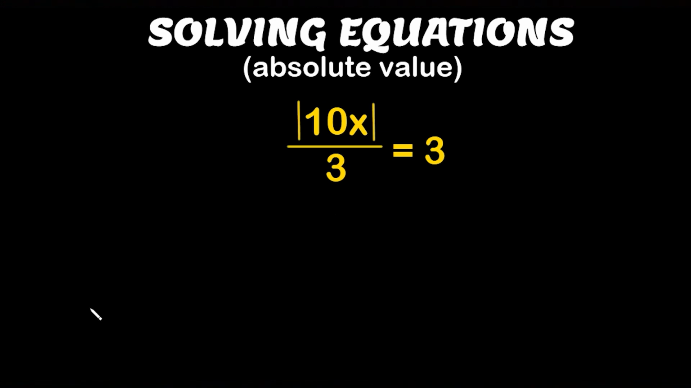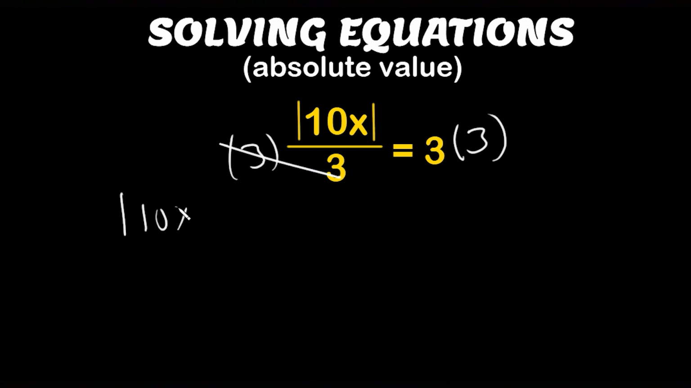So here's our next example, and ask yourself, is the absolute value isolated? And it's not. Remember, I want this part alone. So before I can write out those two different equations, I actually have to get rid of this 3. To do that, I'm going to multiply both sides by 3. So I'm going to go ahead and do that. This will cancel. And I'm going to end up with the absolute value of 10x is equal to 9. Now I'm good to go. It's isolated. I can write out my two different equations.